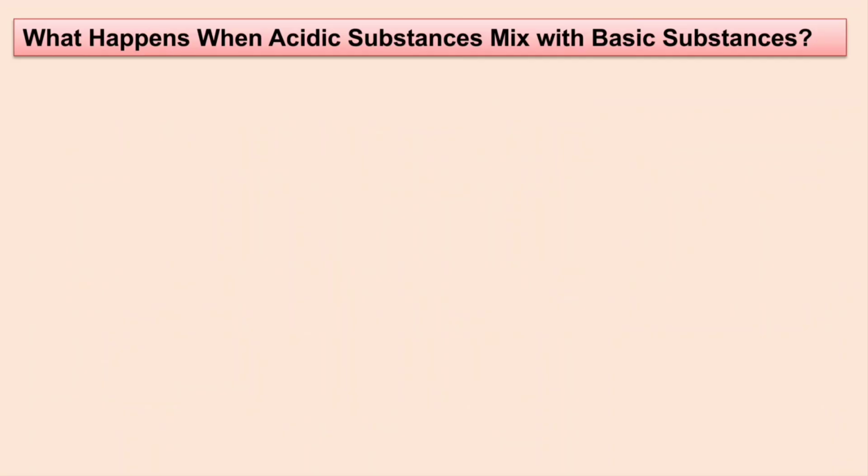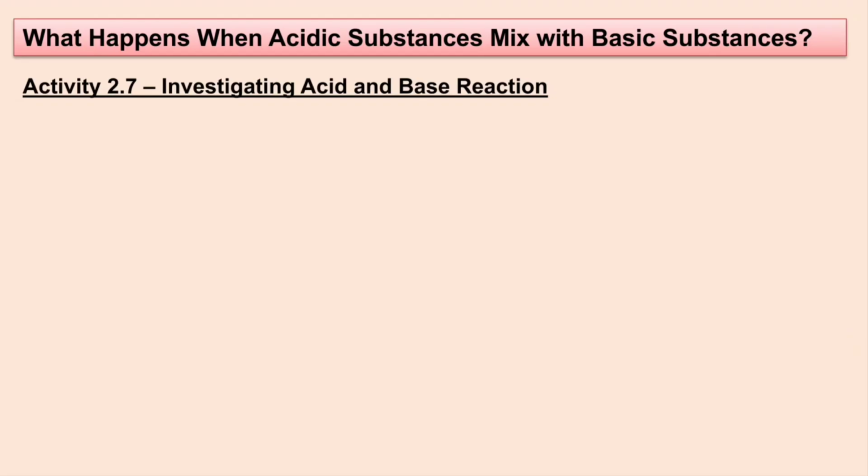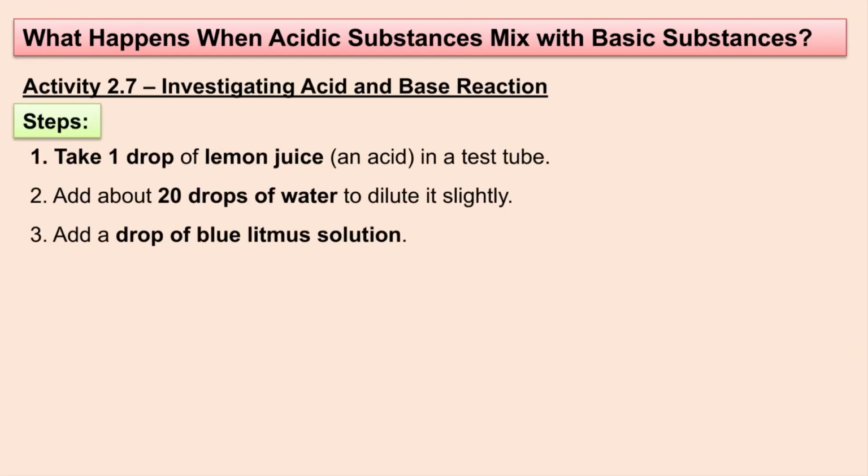So what happened next? Let us see our next topic, that is what happens when acidic substances are mixed with basic substances. That means when you mix an acidic substance with a basic substance, what can happen? So now let us see. There is an activity, okay, investigating acid and base reaction. So what are the steps? Take 1 drop of lemon juice, an acid, isn't it? In a test tube, add 20 drops of water to dilute it slightly, and add a drop of blue litmus solution.